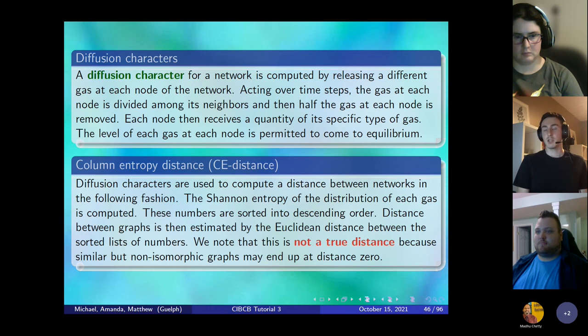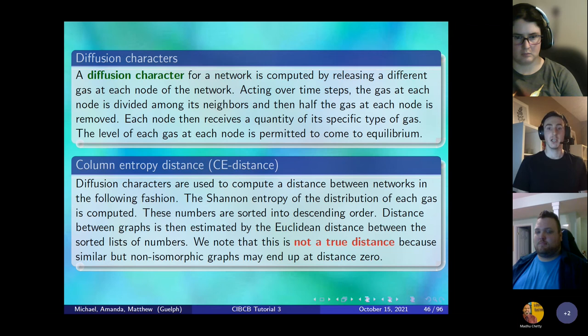And in order to calculate this distance, we would like to turn this into a vector. And so what we use is column entropy of the distance. So each of those columns in this matrix is going to be condensed into an entropy value. So diffusion characters are used to compute a distance between networks in the following fashion.